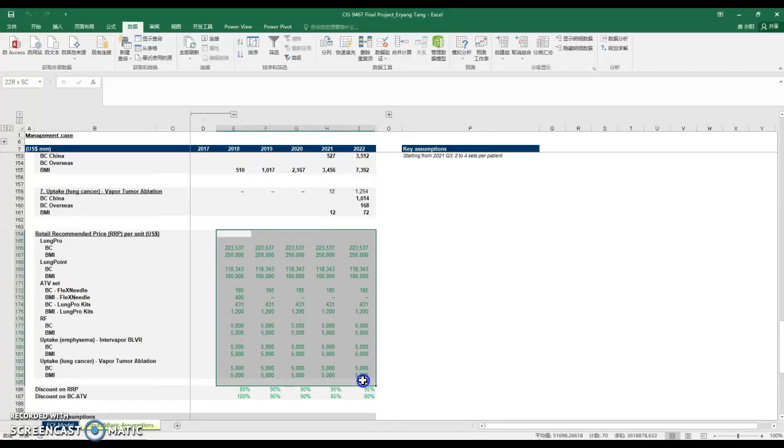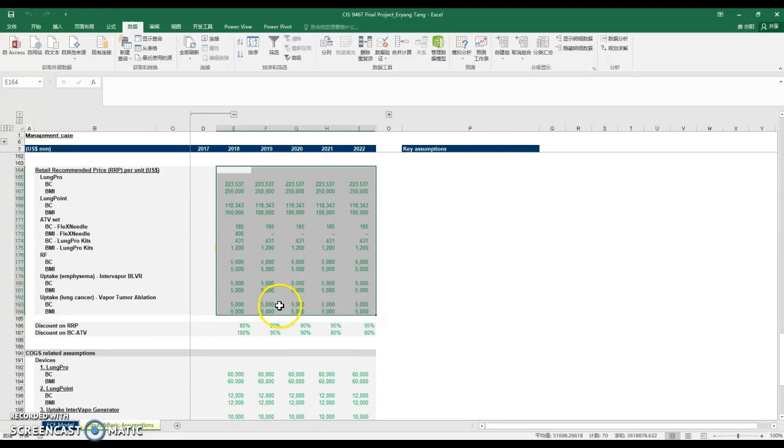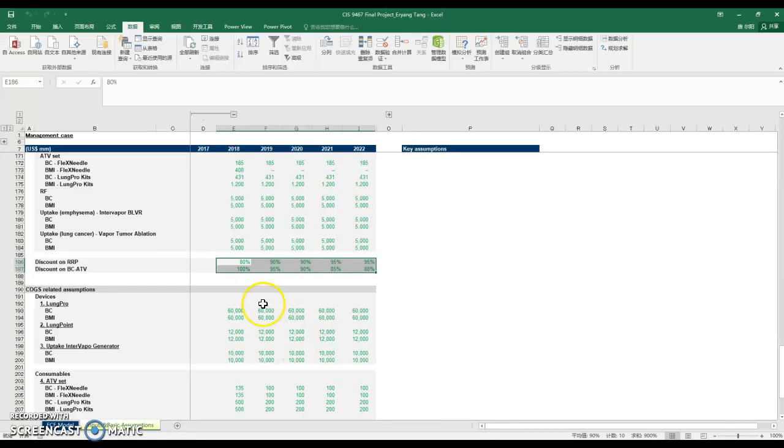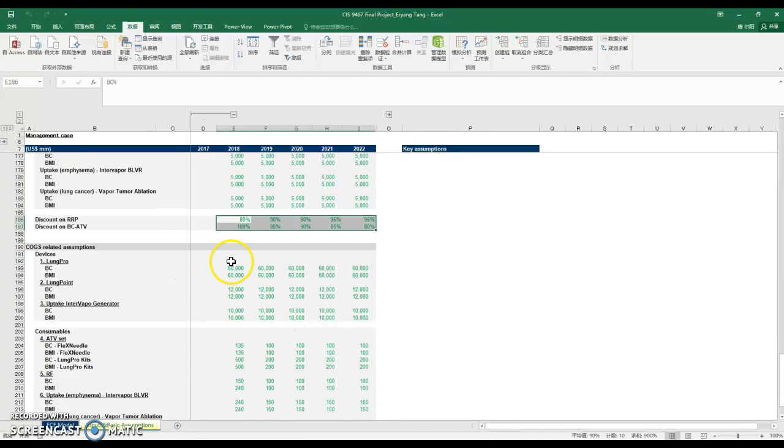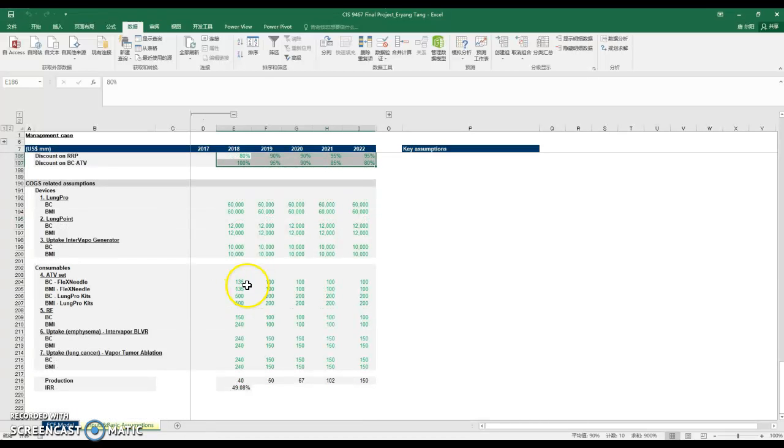Now, after that, there's the retail recommended price range, which is known as the sales price for this product. And as for the company's marketing strategy, there's a discount rate on each one of its products, ranging from 80% to full price, respectively. And the last part is about the cost, which is also known as the cost of goods sold, or we can just interpret it as the cost of producing those products. And of course, the cost of consumables, and also the production capacity, which I will touch on later.